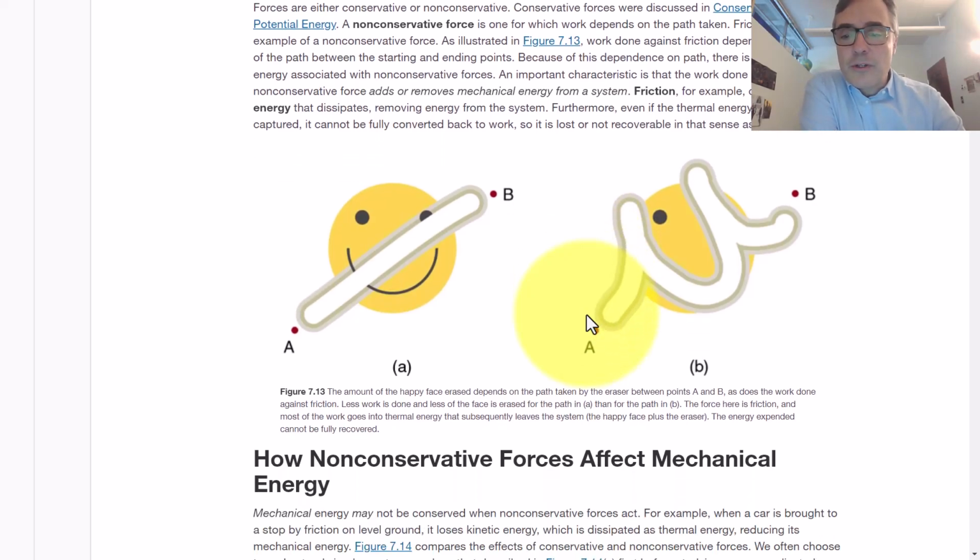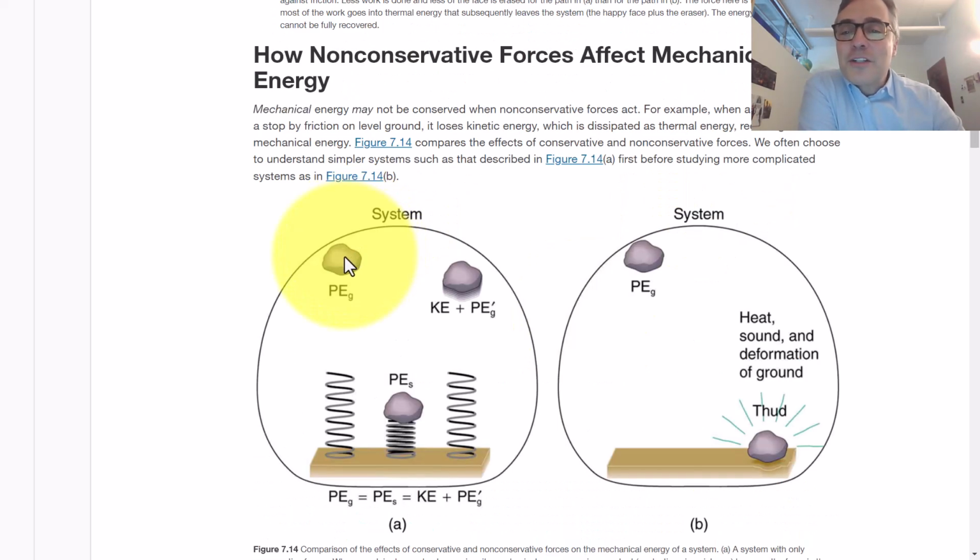So for example, you can imagine if there's only conservative forces involved, like the spring, if you drop a rock, it'll bounce back up to the exact same height, and you can use conservation of mechanical energy. But in real life, if there's no spring there, if you just drop a rock, it might go boom and hit the ground and have a little deformation on the ground, and it'll just stop there. So in this case, mechanical energy is no longer conserved. It starts out high and then it ends up being zero, right?